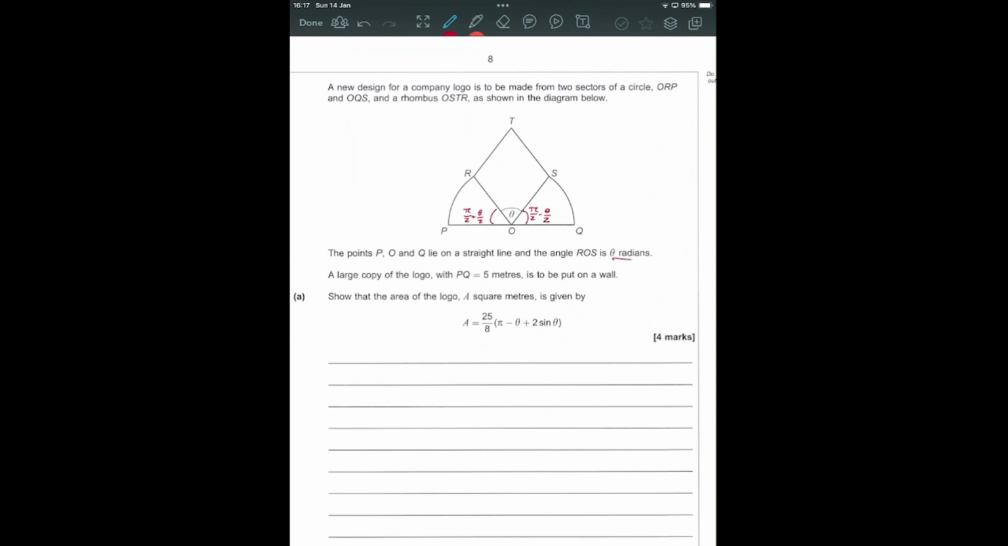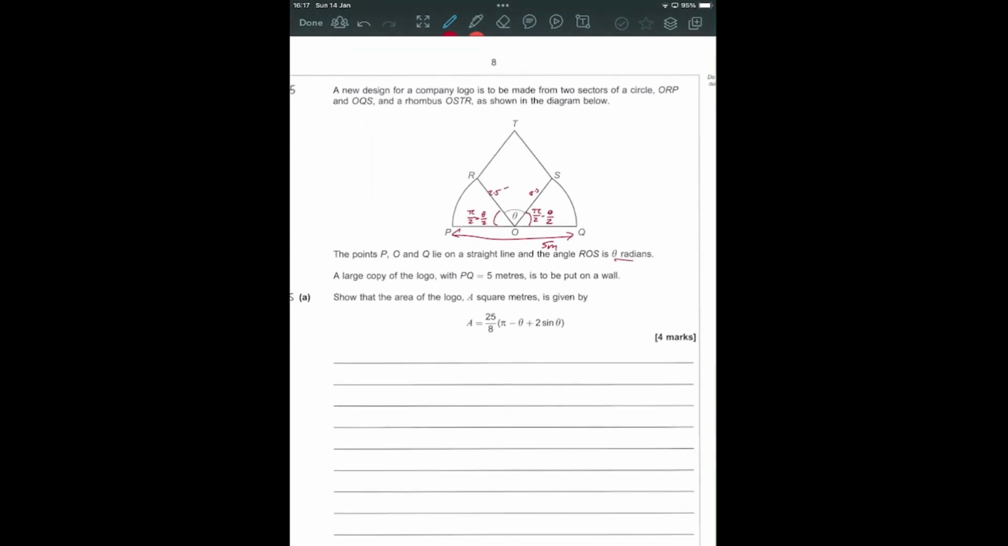A large copy with PQ being 5 is going to be put on the wall. Show that the area is given by that thing. Okay, so one thing to notice is the radius is 2.5.